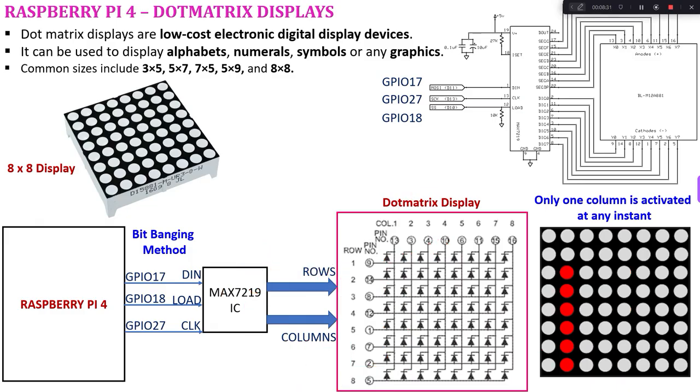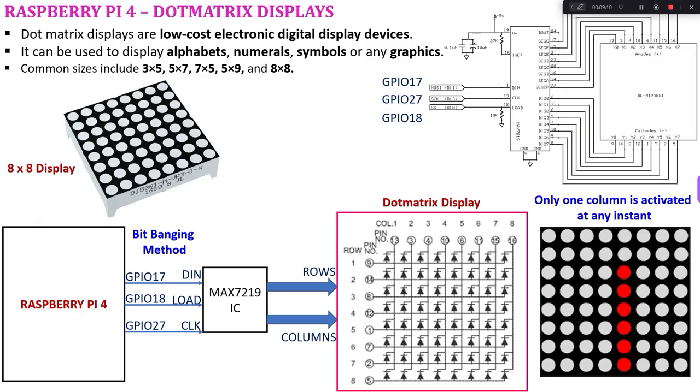So you can see this animation right now. You can see at any time only one column is activated, right? So you can see it in slow motion. You can see the variation. Only one column is activated. But if I increase the speed, what happens? If I increase the switchover very fast, then it appears that all the columns are being activated, but it is not so. Since the switchover is very fast, it appears that all the columns are being activated, and we are able to see a particular character or symbol or numbers in a stationary form.